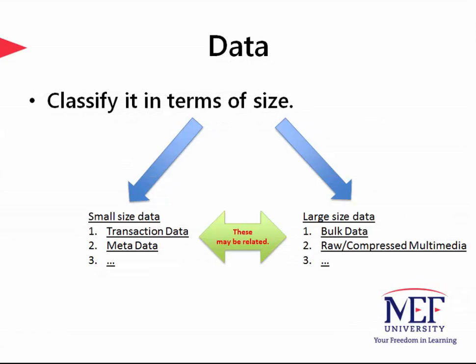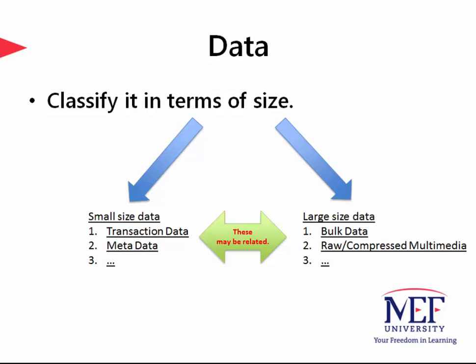Alright, so let's start by looking at the data from its size perspective. We can classify the data in terms of size, as shown in this slide. It can either be comparatively small, or it can be greater than a threshold, for example, 2 gigabytes. We can think of small size data as transaction data or metadata or short text messages that may bear valuable information. On the other hand, large size data includes bulk data or raw or compressed multimedia data.